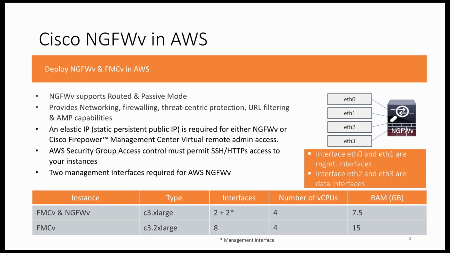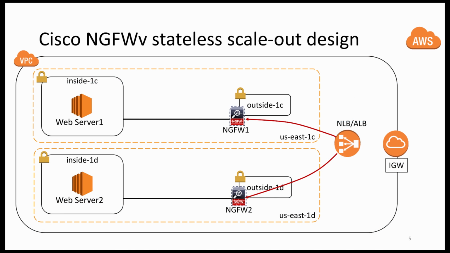So we have four interfaces on this device, starting from ETH0 through ETH3. ETH0 and ETH1 are dedicated for management purposes. ETH0 is management interface. ETH1 is diagnostics interface. ETH2 and 3 are data interfaces. So I'll just focus on why do we need Cisco Next Generation scale-out design today.